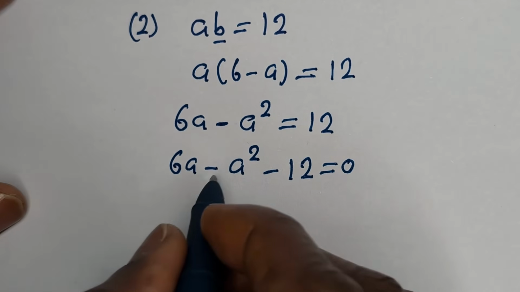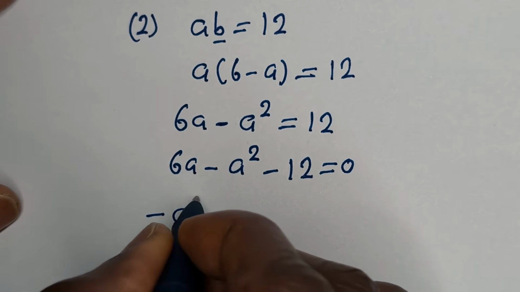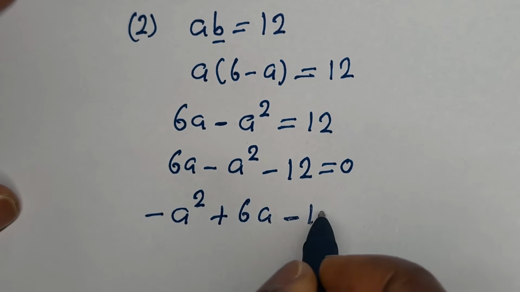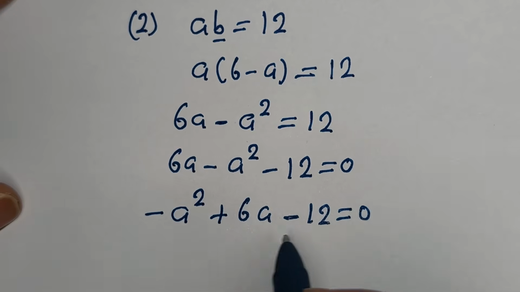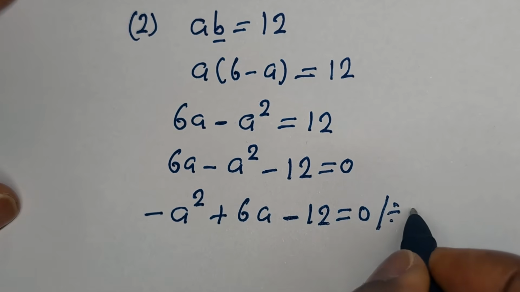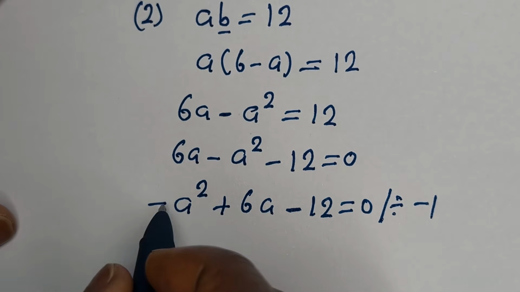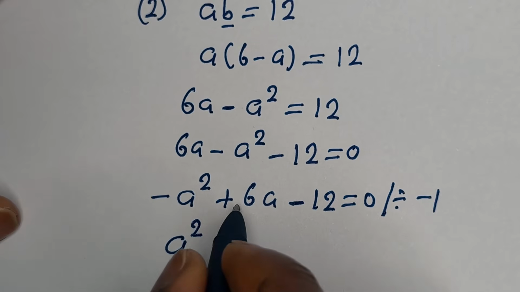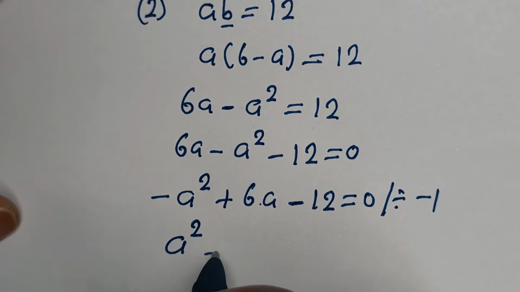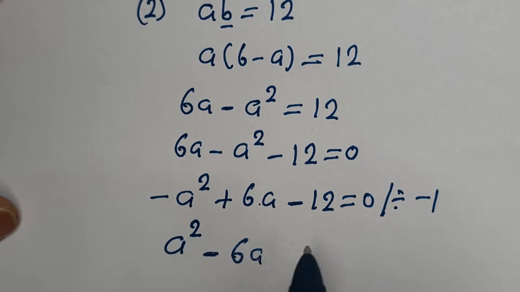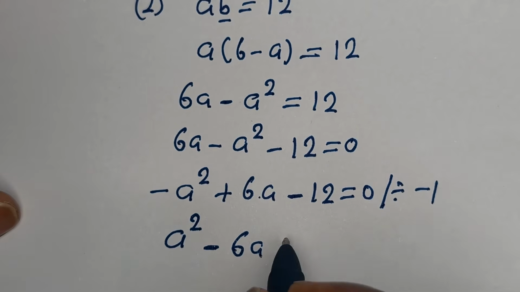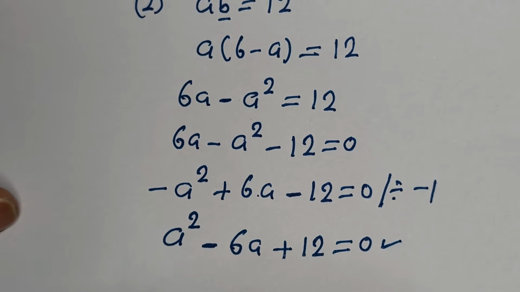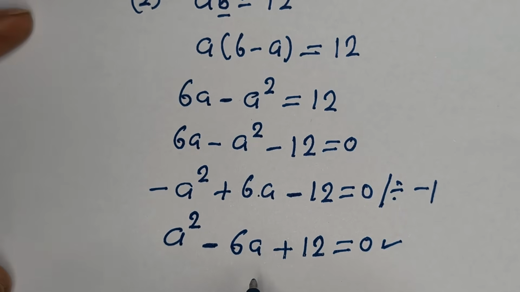Let's put this in standard form. We have minus A square plus 6A minus 12 is equal to 0. Now let's divide the whole of this equation by negative 1. Then negative A squared divided by negative 1 is A squared, plus 6A divided by negative 1 is negative 6A, negative 12 divided by negative 1 is plus 12 is equal to 0. This is a quadratic equation. Let us solve this using the quadratic general formula.